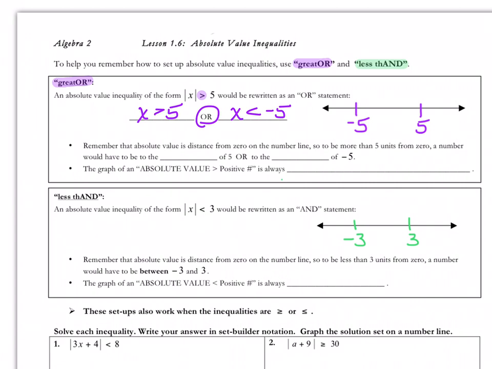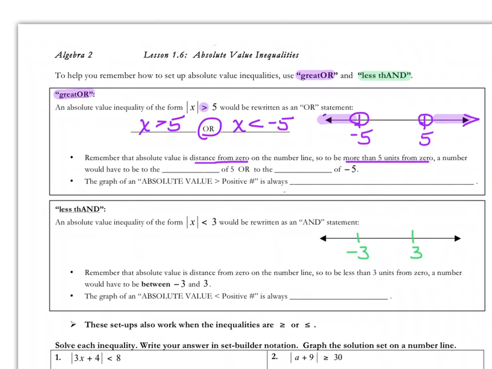Now, why does that make sense? Well, absolute value is distance from 0 on the number line. So if you want numbers that are more than 5 units from 0, you will need to be either to the right of +5 or to the left of -5, because you want to be more than 5 units from 0. So you're either to the right of +5 or you're to the left of -5. And that's what those two inequalities are saying.